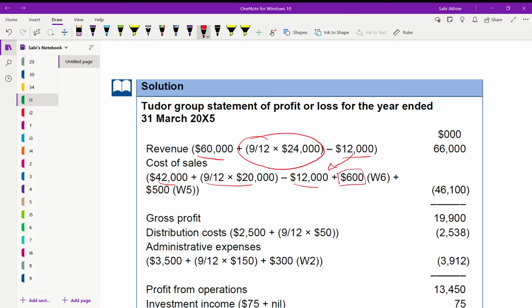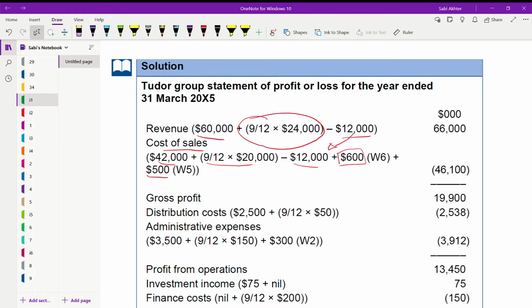What is the 600? It is your depreciation, because they told depreciation is under cost of sales. So you have to add that depreciation. It's an additional expense. And plus 500. What is this 500? That is the cost of sales for the intragroup sales. So that you have to add.